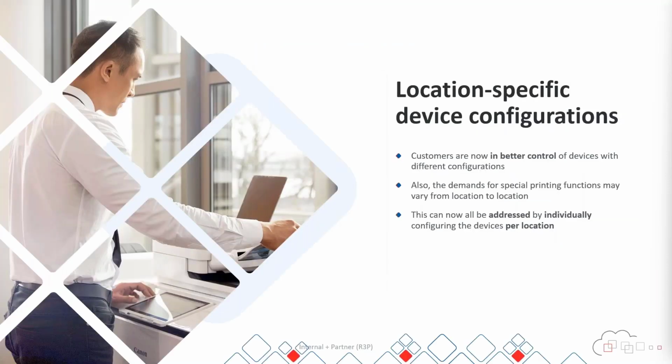Now, customers have better control over devices with various configurations, as the need for specific printing functions may differ depending on the location. So, for example, devices in the head office may have a saddle stitch finisher or some form of inserter, but the configurations in the smaller satellite offices may have none of these options. Basically a nice lean, if you like, device configuration. So now IT can position the appropriate printer defaults per location based on the actual devices in that location. Thumbs up on that one.